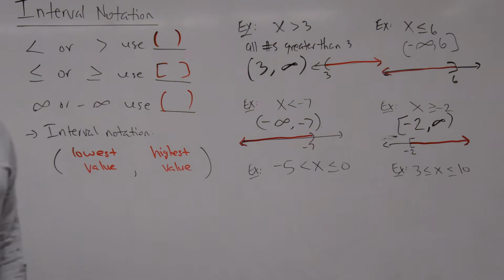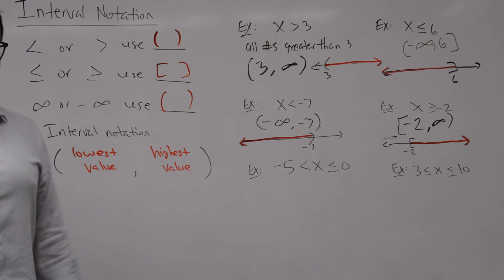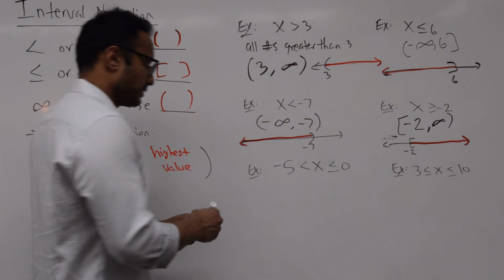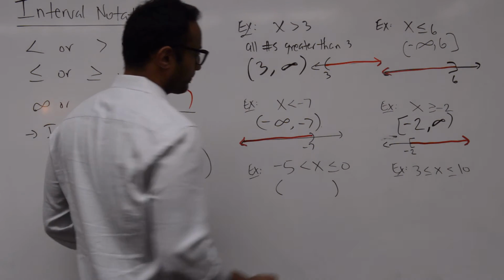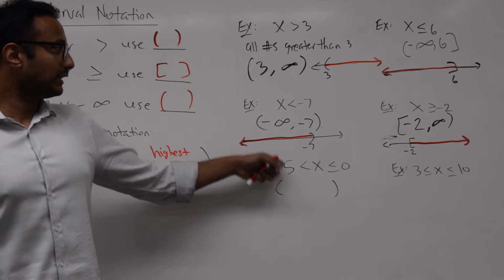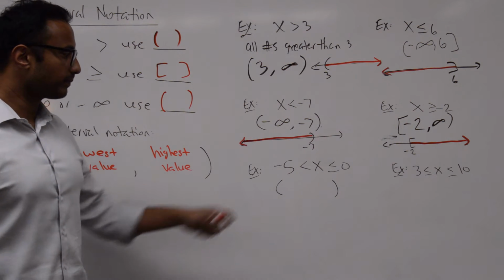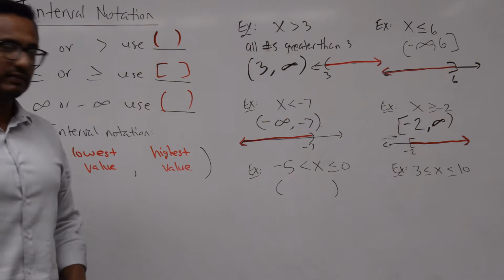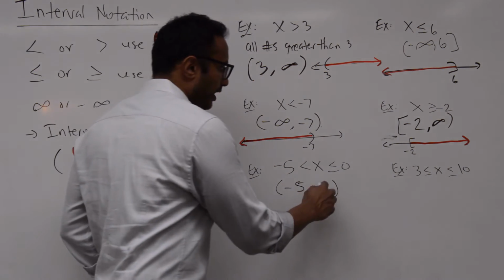Now, this one looks a little bit different. We have negative 5 less than x, less than or equal to 0. Okay, so let's think about this. We want our lowest value and a highest value. The lowest value is negative 5. Unlike x less than negative 7, it doesn't go towards negative infinity. The lowest value here is negative 5. So the low value is negative 5, and the high value is 0.